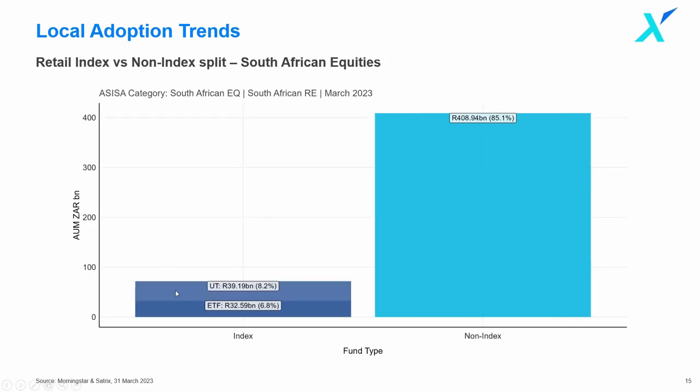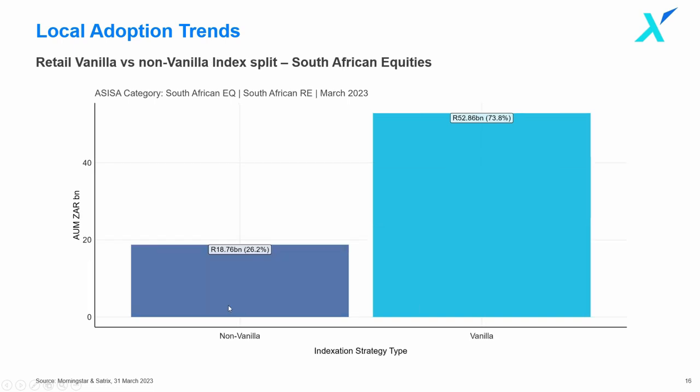Within the rules-based space, so in other words, within this section here, I've split it out further into what's non-vanilla and what's vanilla. And so you'll see vanilla dominates, so getting beta exposure to either the broad market or some subset thereof, basically something that's market cap weighted. You can see that makes up basically three quarters of the rules-based assets, but there is a healthy portion of non-vanilla strategies, index strategies, that makes up the indexed landscape in South Africa. And these would be some of those factor strategies that I showed you earlier in our local taxonomy, as well as thematic funds.